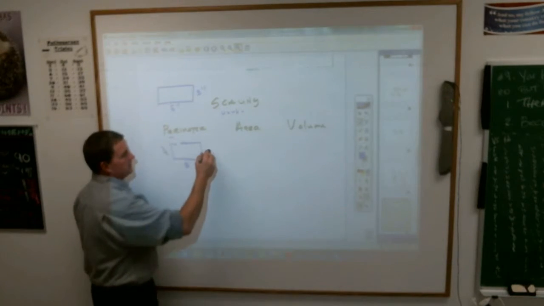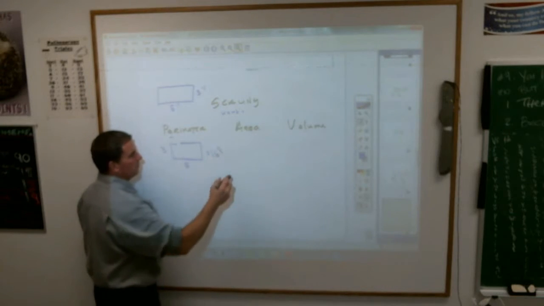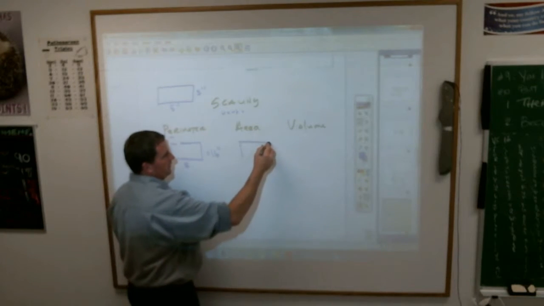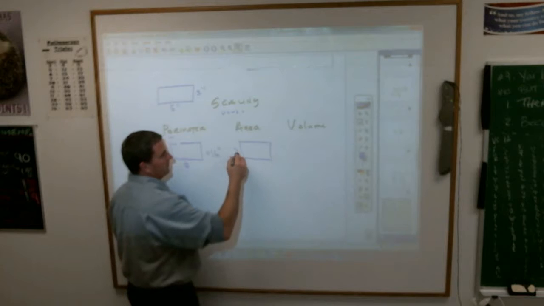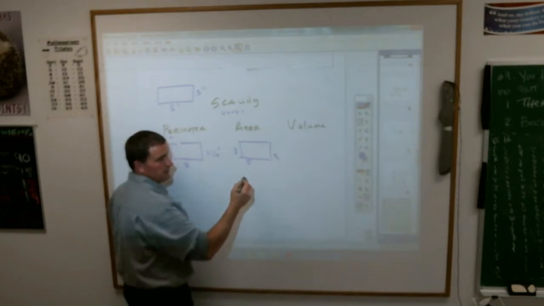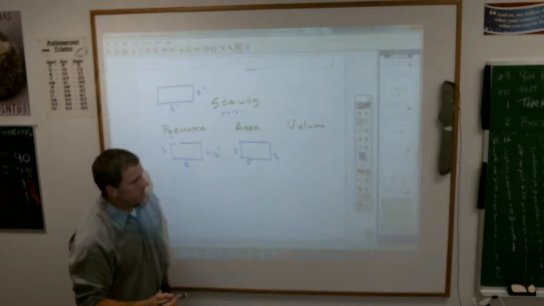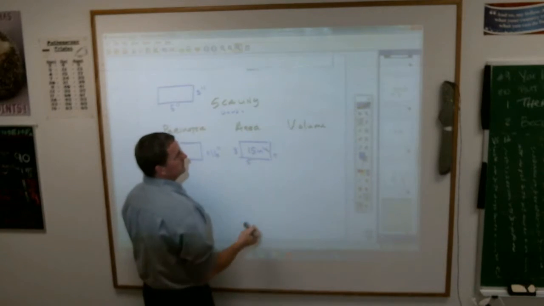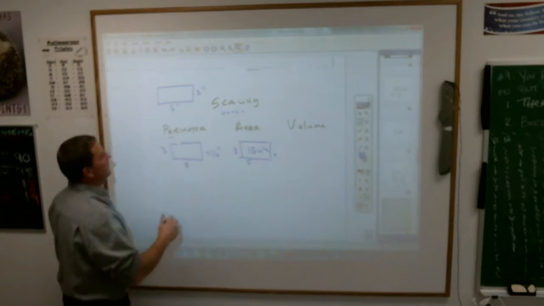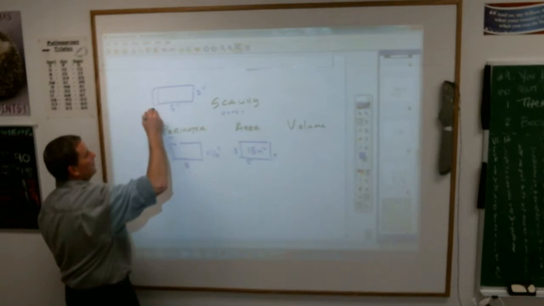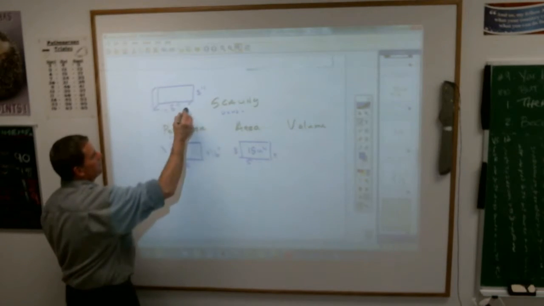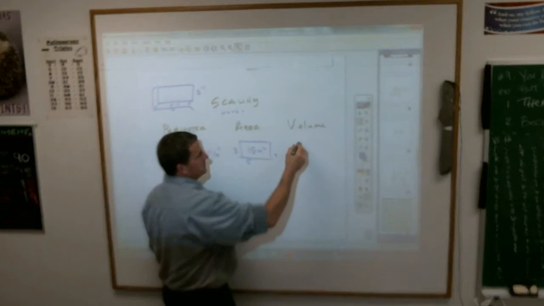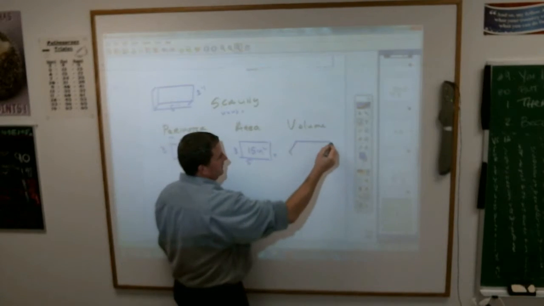Grace, it's 16 inches. What is its area? 3 by 5, that means its area is, Gary? 15 inches squared. It's pretty hard to have the volume of a pizza, but let's make this pizza 1 inch thick, just because. Let's draw it 3-dimensional, that'll make it look better.